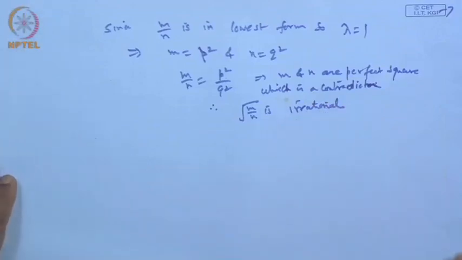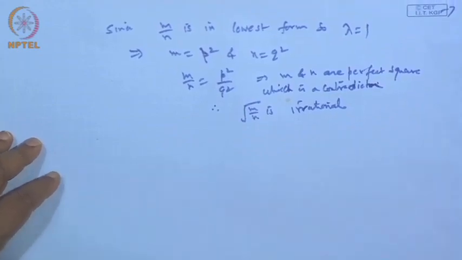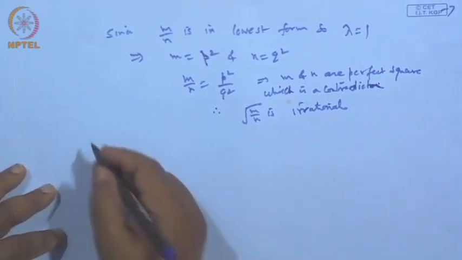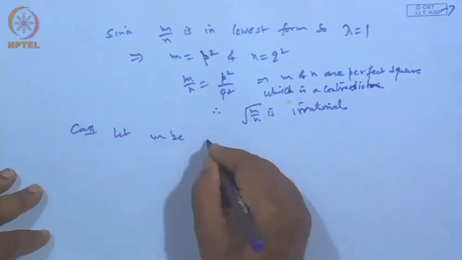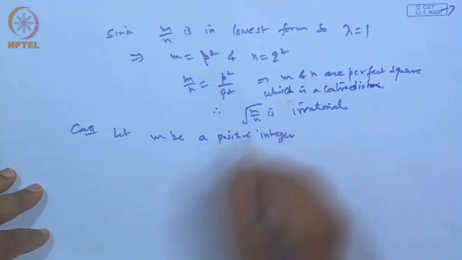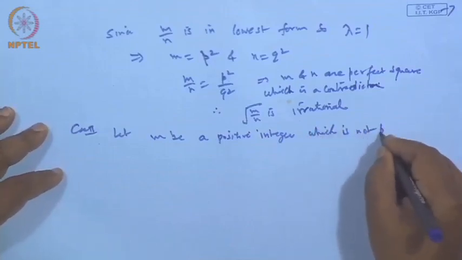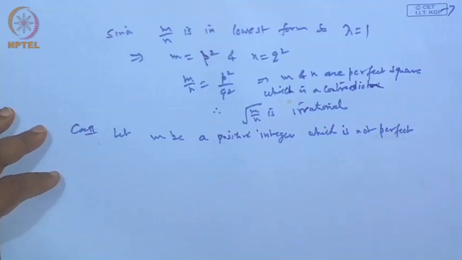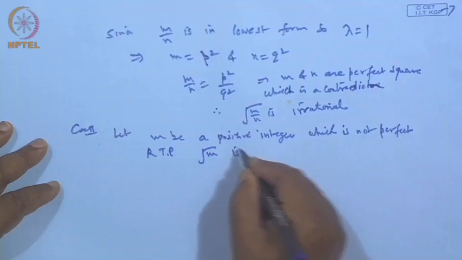Okay. Now, suppose we have any rational number that is a perfect square. Second case is, let m be a positive integer which is not a perfect square. We want to prove that square root of m is irrational.